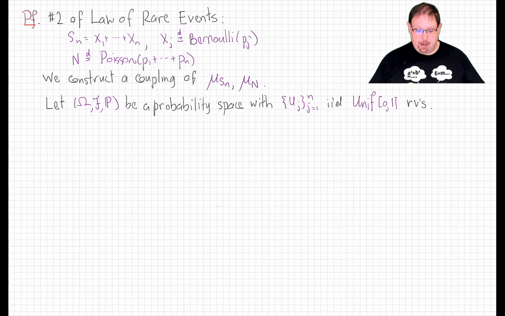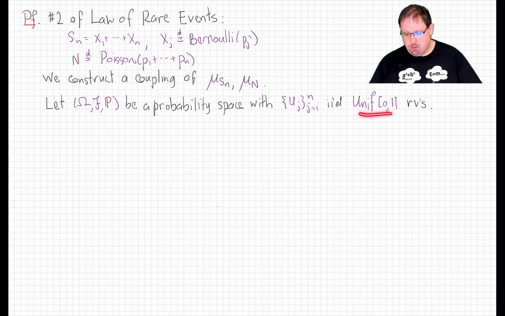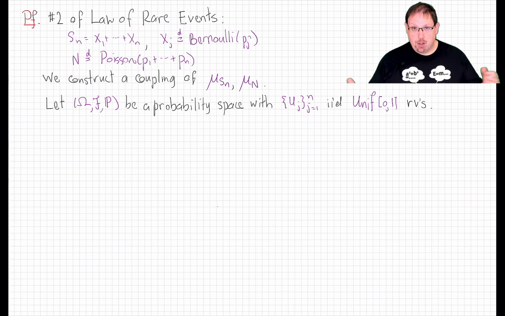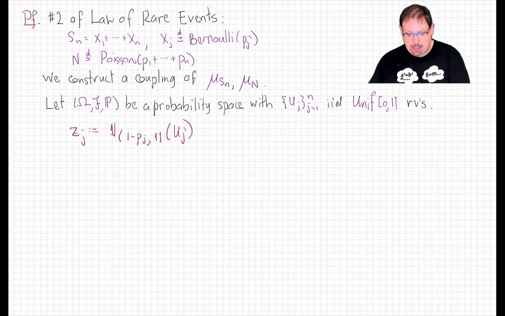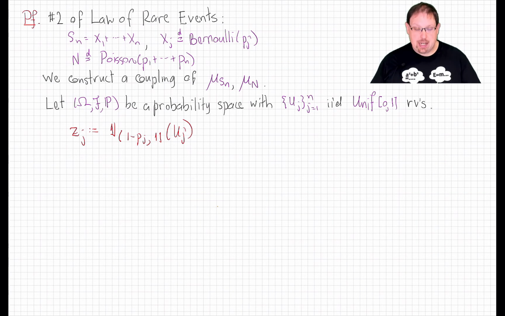We'll fix some ambient probability space, omega F P, that supports n independent uniform random variables. By Kolmogorov's extension theorem, or much simpler things, we can of course construct such a probability space easily. And we're going to use those Uj's to construct both Sn and N. Here's how. For each Uj, let's take the following indicator function of it: the indicator of the interval from 1 minus pj up to 1, open on the left, closed on the right, of Uj. We'll call that Zj.